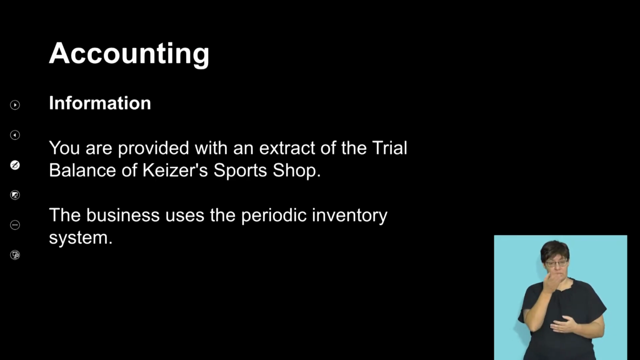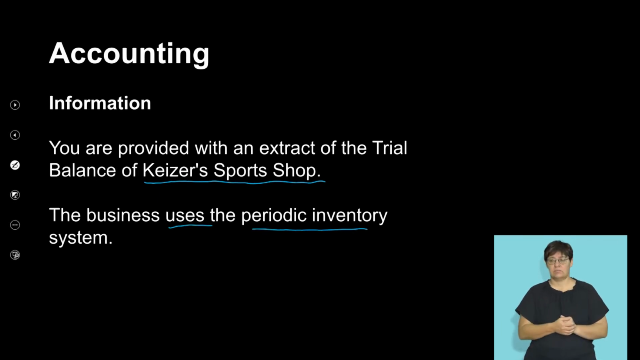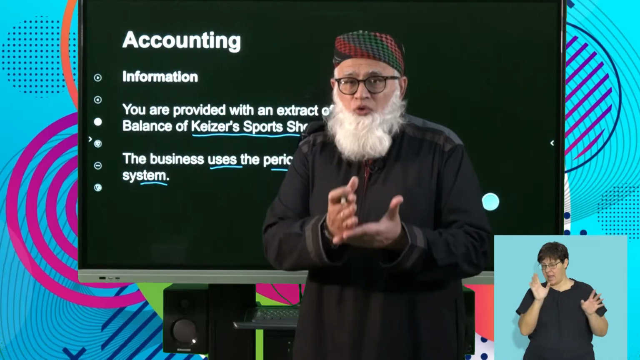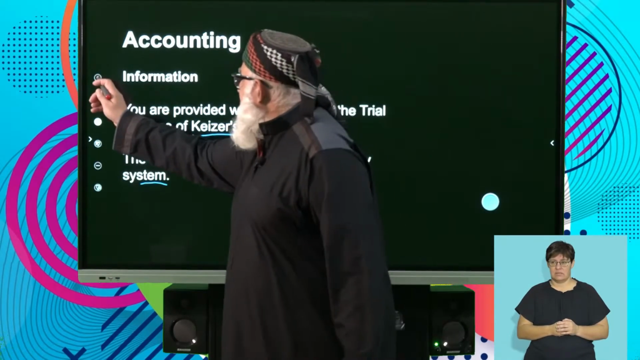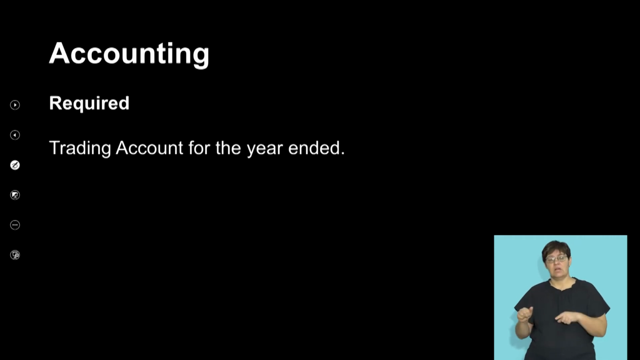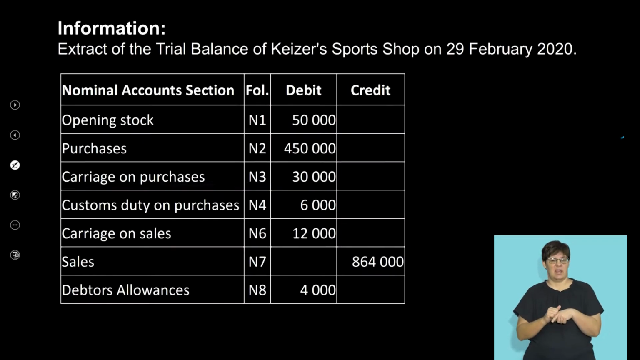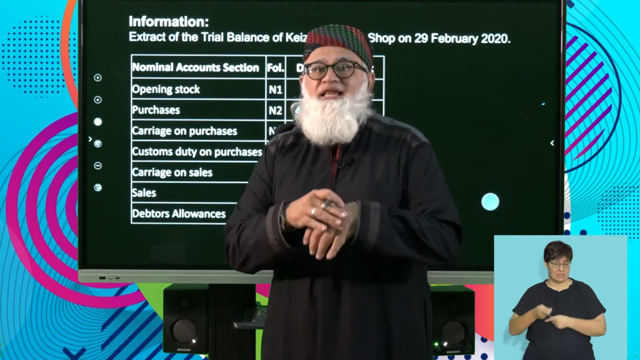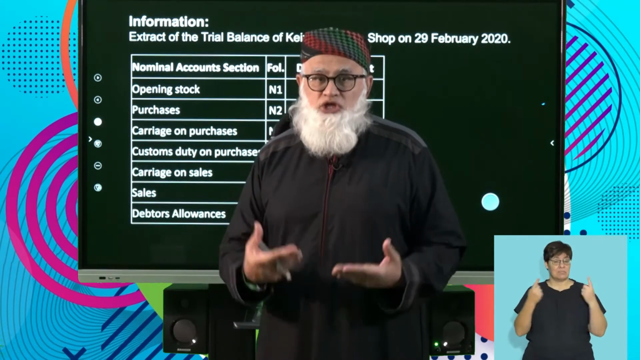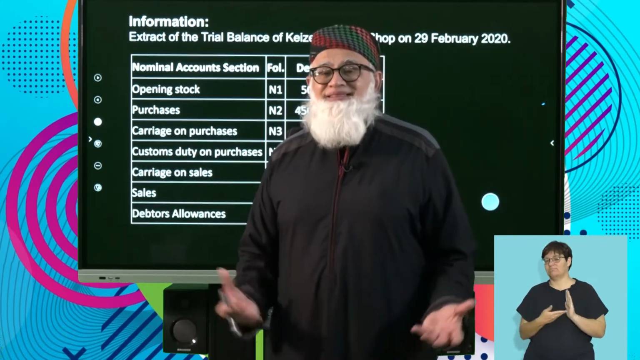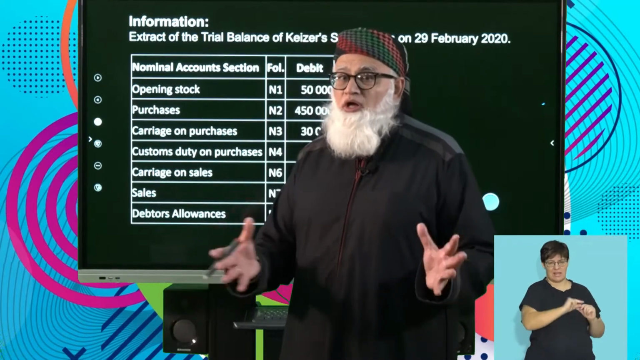Now we are given information with regards to Kaiser's sports shop. The business uses the periodic inventory system, so you have a clear indication of what the business is using. You are expected to calculate the trading account or the trading statement, because very often you need to know both of them. The trading statement is asked more often in the exams than the trading account, but make sure you know both.